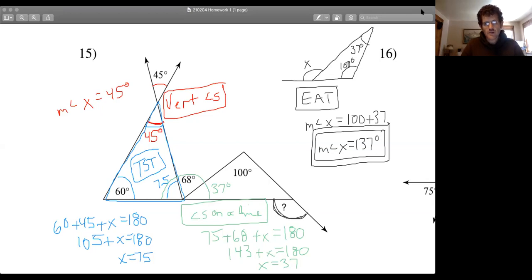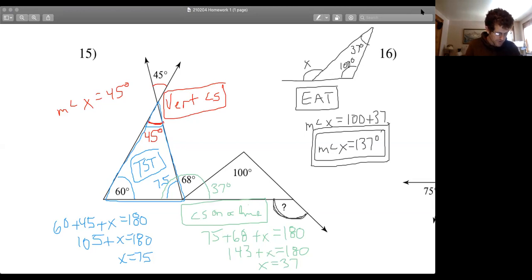Okay, so I want to pause right there. You can take a picture of this as a screenshot. Does anyone have any questions on this right here? Okay. Now, again, you can take a picture of this. This is the fast way of doing it.